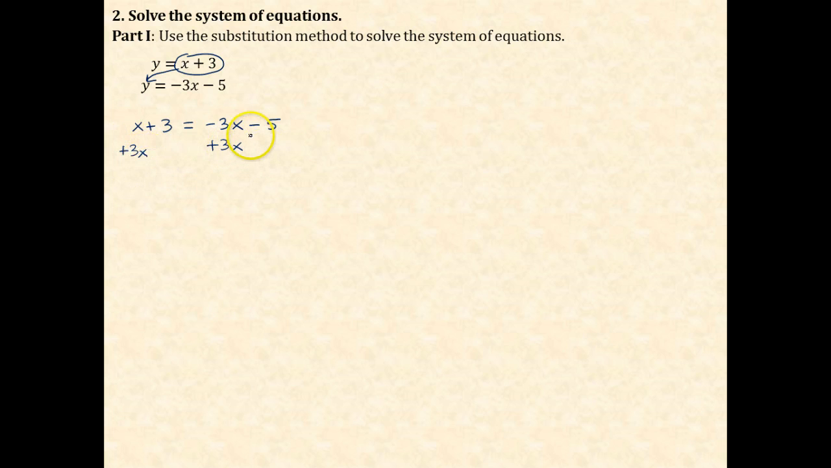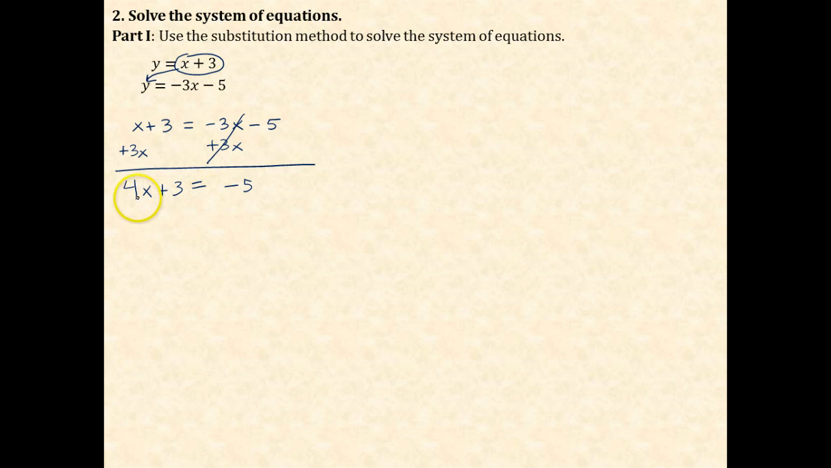The reason I'm adding 3x is because I have negative 3x over here. And if I add 3x, then I'll end up with positive x's. Over here, negative 3x plus 3x is 0. So on the right side, 0 minus 5 is just negative 5. And on the left side, x plus 3x is 4x. And then we still have plus 3.